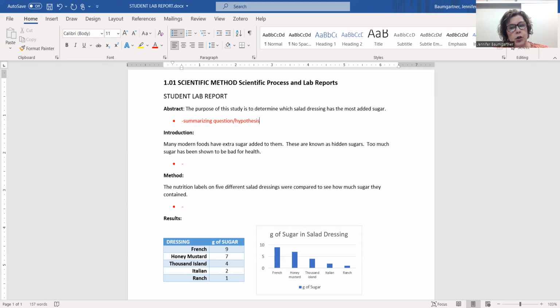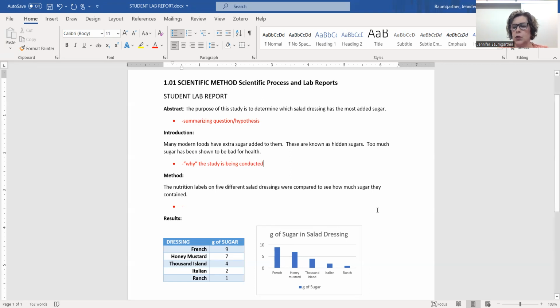Now, the next section is the introduction. A lot of high school lab reports don't have this, but if you look online at other lab reports, you'll see that they do. The introduction is background information that might tell you why we're interested in this study and details about the study that you need to know. In this case, I have: many modern foods have extra sugar added to them. These are known as hidden sugars. Too much sugar has been shown to be bad for health. So in this case, we're looking at the why the study is being conducted.